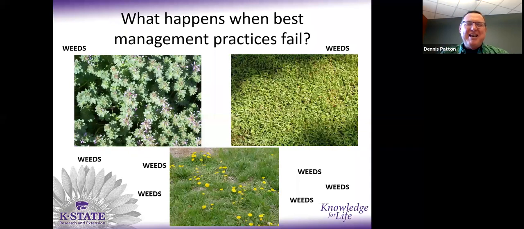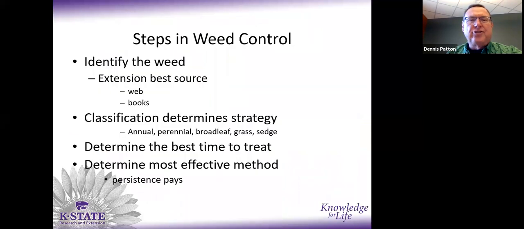Okay, so what happens when all these wonderful management practices fail? And sure enough, they do, because weeds are opportunistic. We're going to have a weed problem. So then we're left to figuring out how we are going to get a handle on our weed issue. So like anything, there's a logical process to how to control our weeds.